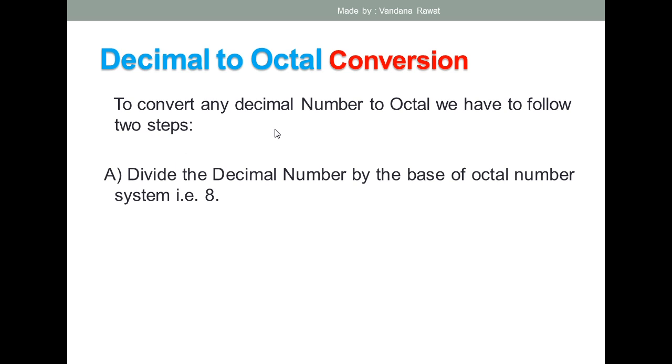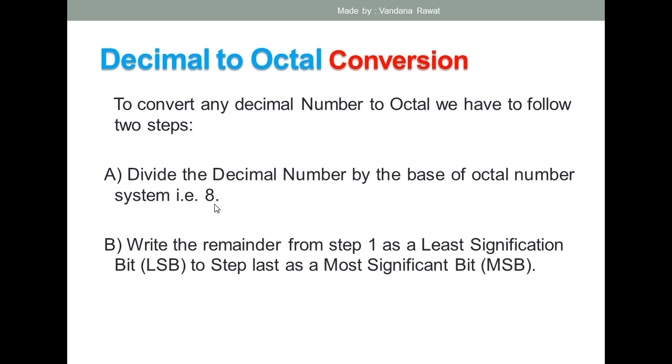For example, if you want to convert any decimal number, then first of all you have to divide that decimal number by the base of the octal number. And what is the base of octal number? That is 8. And after that you have to write the remainder part, because if you are converting any decimal number into any number system, then obviously the remainder part is important. So in the second step you have to write the remainders from step number 1 as the least significant bit to the last step as the most significant bit.